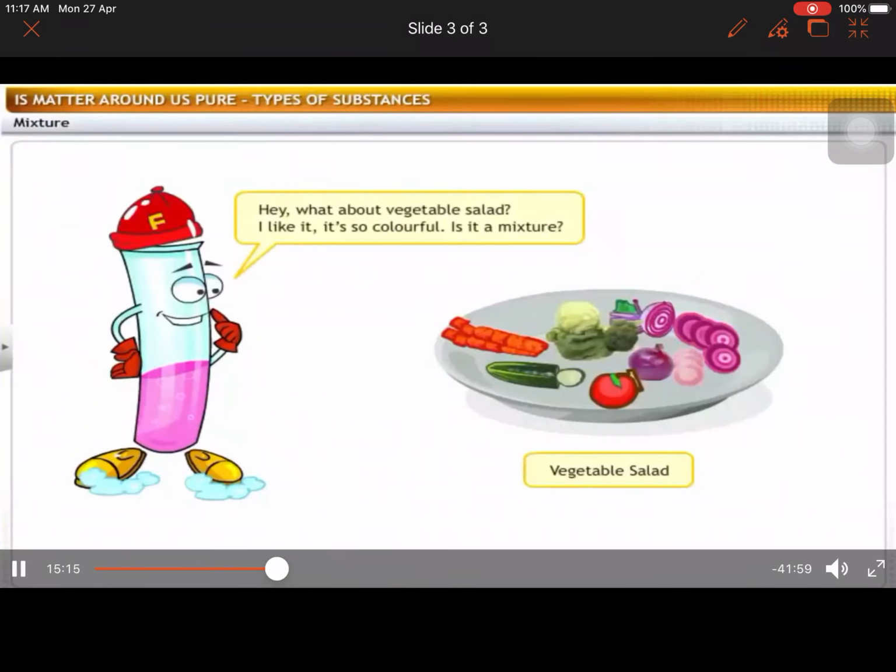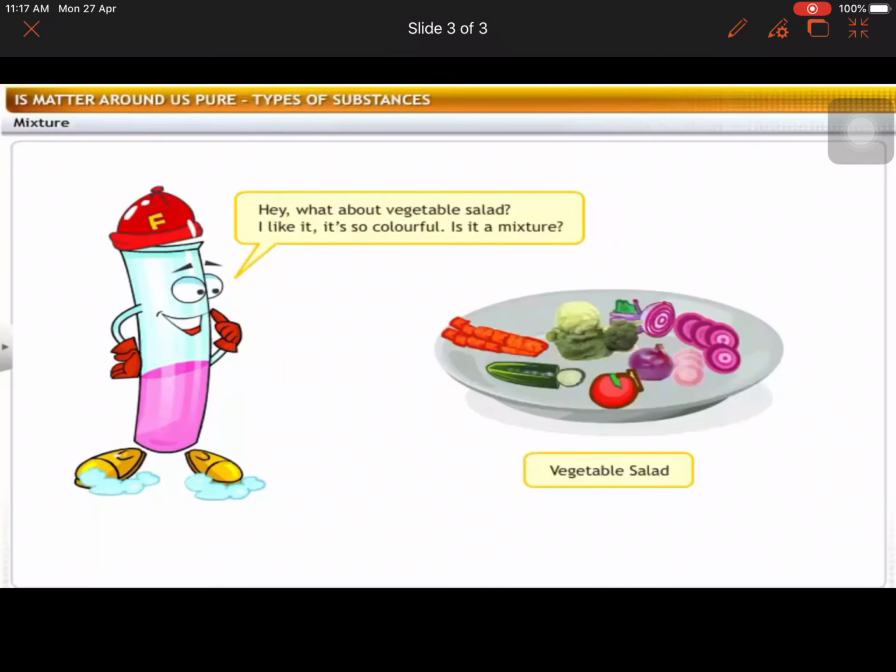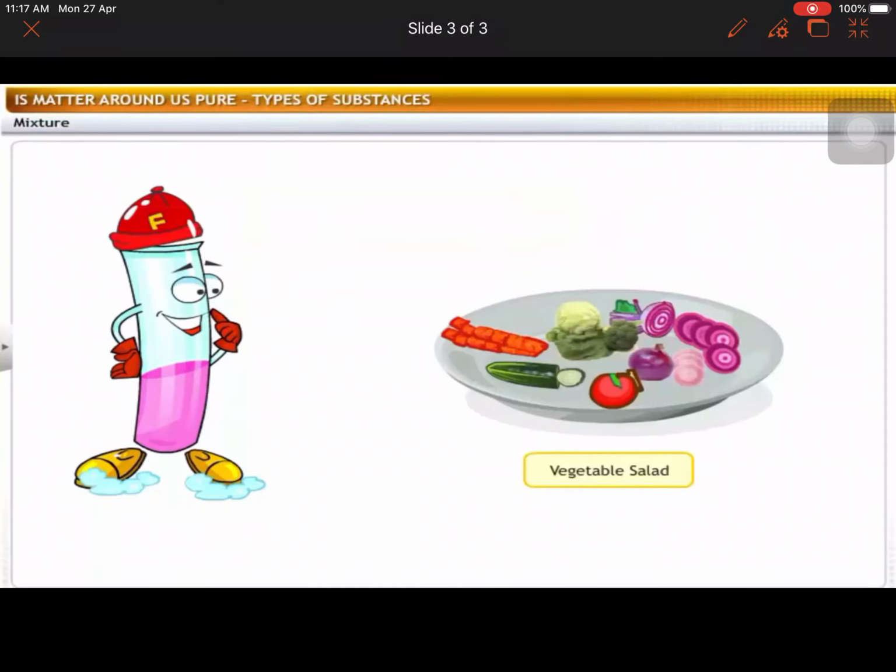Hey, what about vegetable salad? I like it. It's so colorful. Is it a mixture? Yes, you're right. Observe carefully. The salad contains a variety of vegetables like carrot, cucumber, beetroot, tomato, cabbage, and onion. You can segregate each of the vegetables from one another, isn't it?